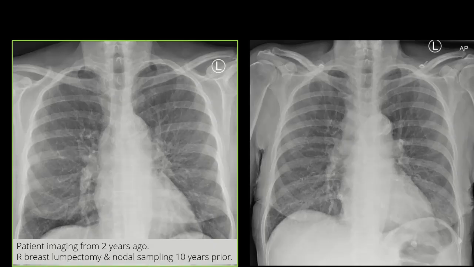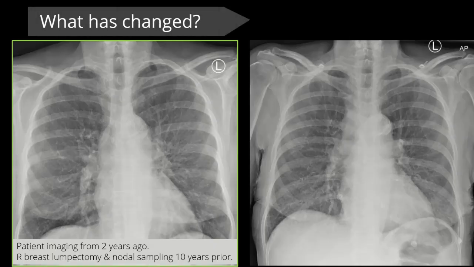The image on the left was taken 10 years prior. The image on the right is the current chest x-ray that is showing something of concern. Can you see any structural changes from a prior image? Perhaps a line that is normally there that's now obscured?